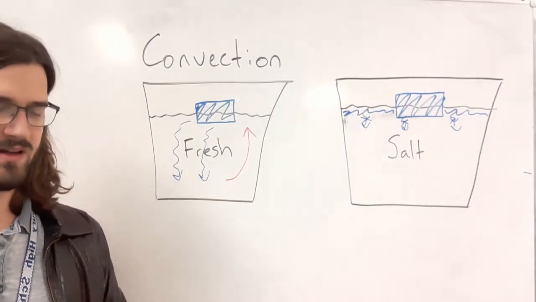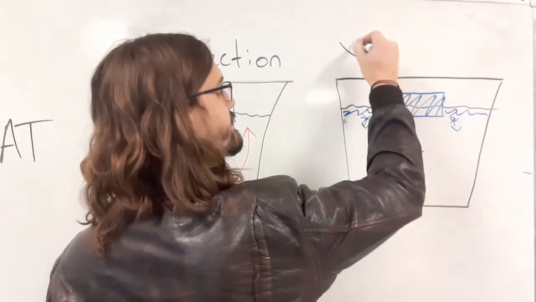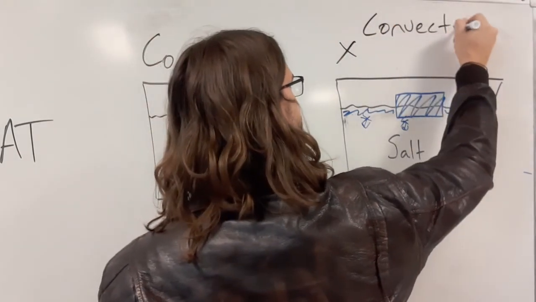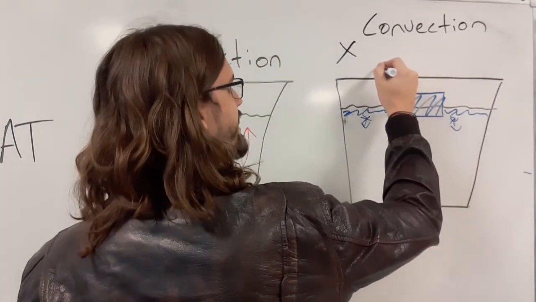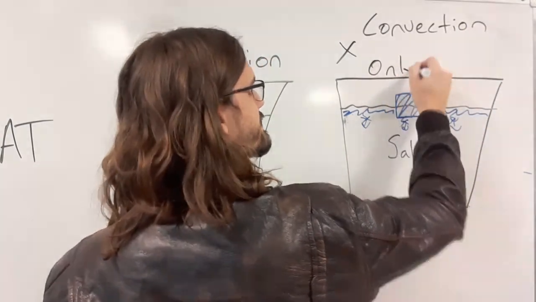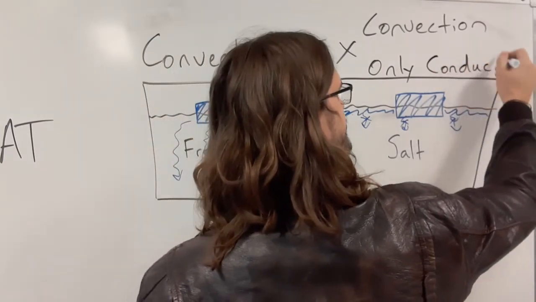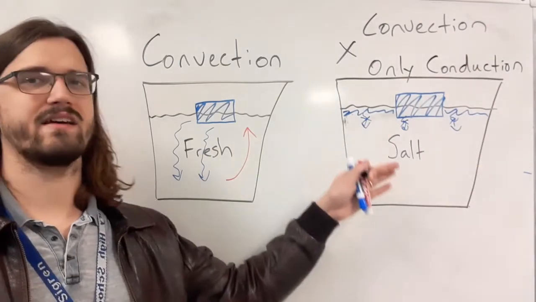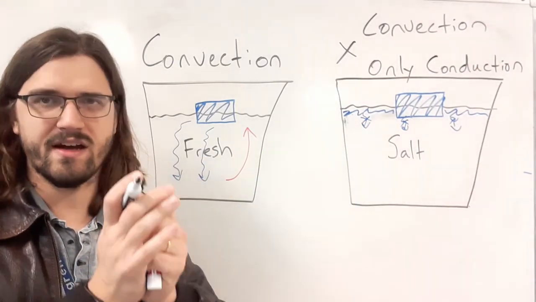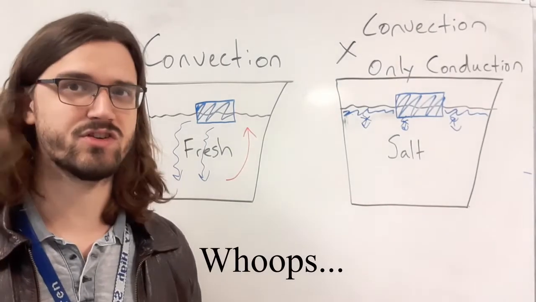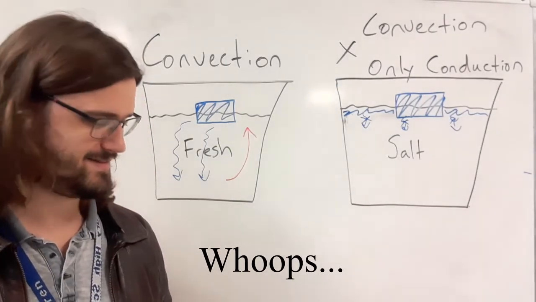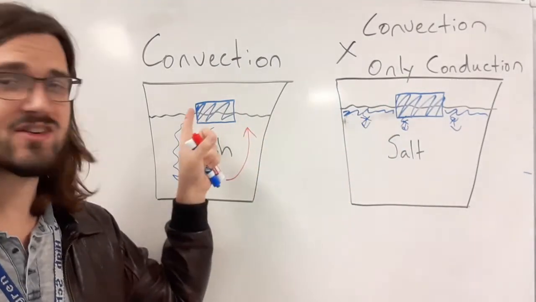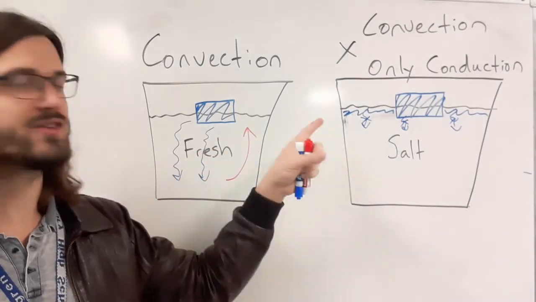With the salt water, what happened is we did not have convection. All we had was only conduction, where the cold ice cube was in contact with warmer water, so there was a surface contact there, so it did melt. There was a heat exchange, but it was a much slower process. Convection is much more efficient at moving heat around than just conduction.